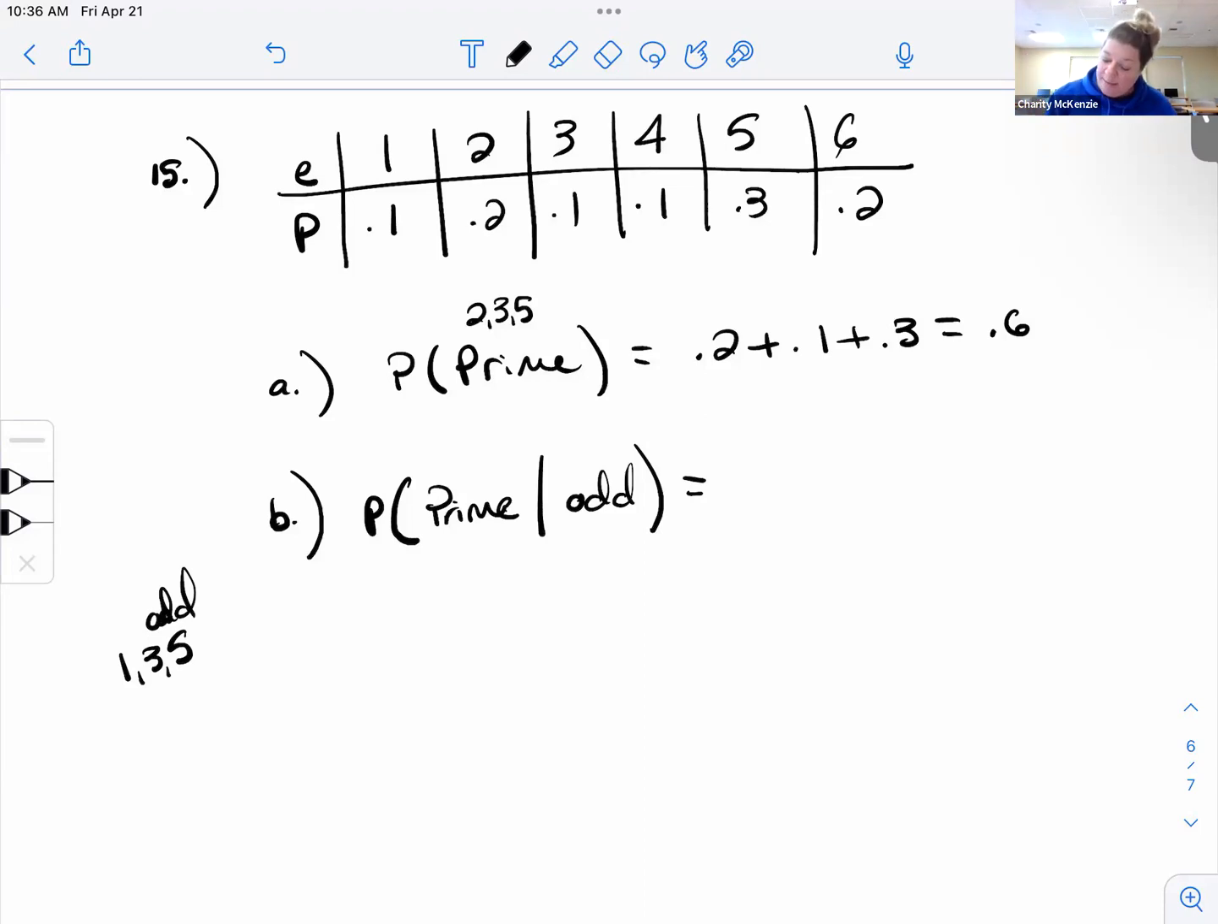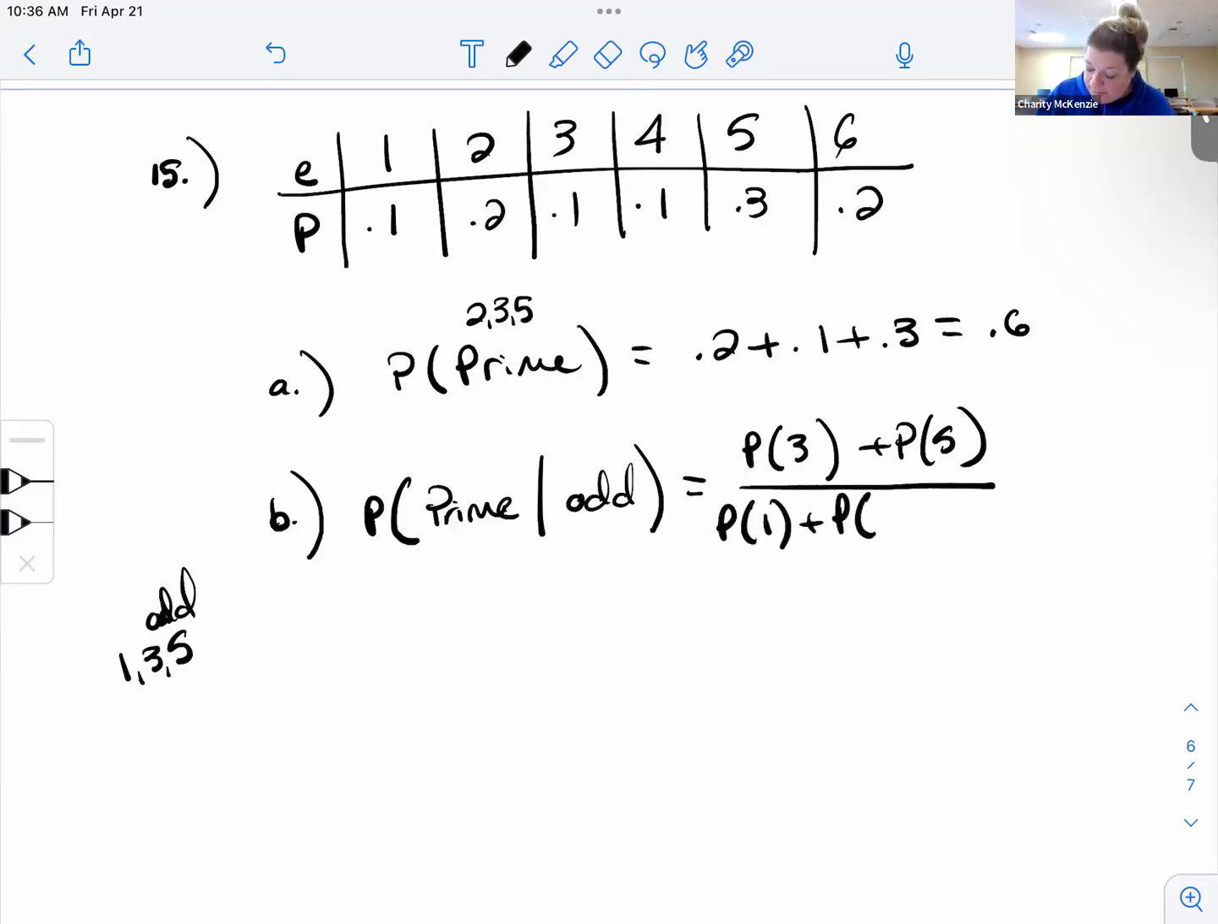Okay. So I'm going to write this out a little different just so you have it for yourself. So the probability of the 3 plus the probability of the 5 is where they both are. Then you divide it by the probability of the second one, which is our odd. So that would be the probability of the 1 plus the probability of the 3 plus the probability of the 5. So that's what it looks like in symbols.